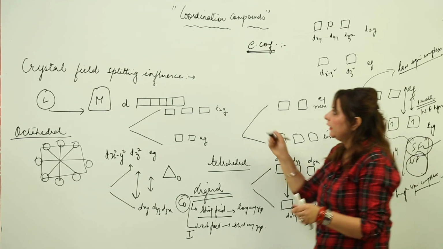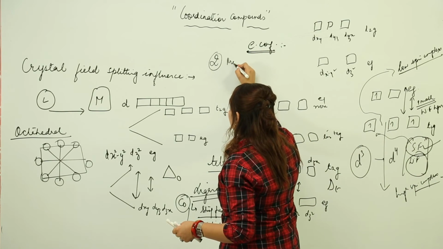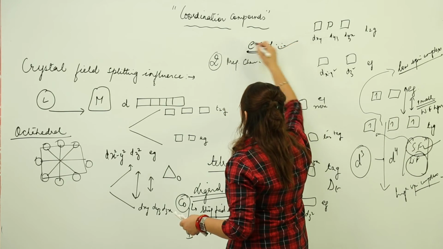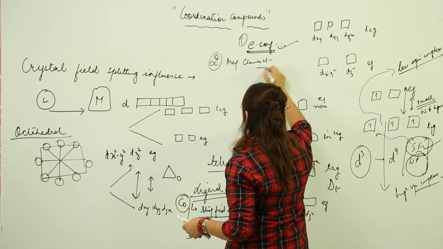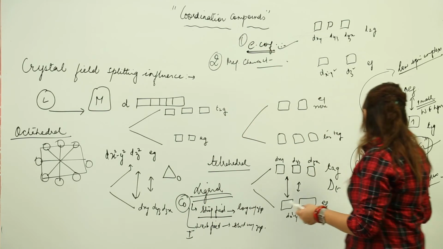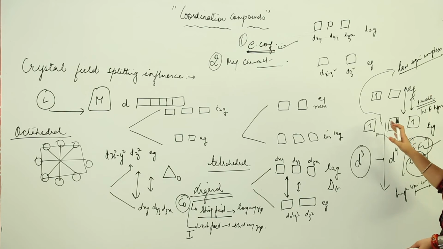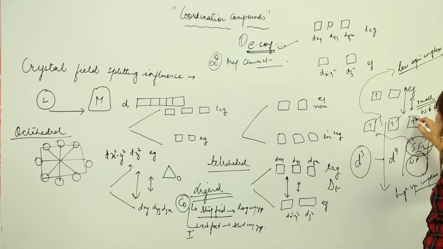Second is the magnetic character, how it explains the magnetic character. This we have already done. Now how does it explain the magnetic character? Suppose in this case I am forming this high spin complex, you can see there are a lot of unpaired electrons.